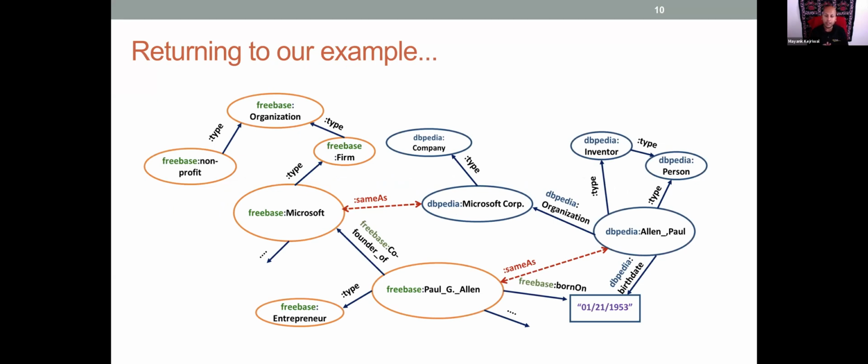I want to take you through my thinking process very briefly. And what I saw in this example, the first thing that I noticed is that the two data sets are very heterogeneous at the metadata level, right? So there are two different kinds of heterogeneity that I identified. One of them is type heterogeneity, right? So in one data set, you have firm and organization and nonprofit. In the other one, you have company, inventor, and person, right?